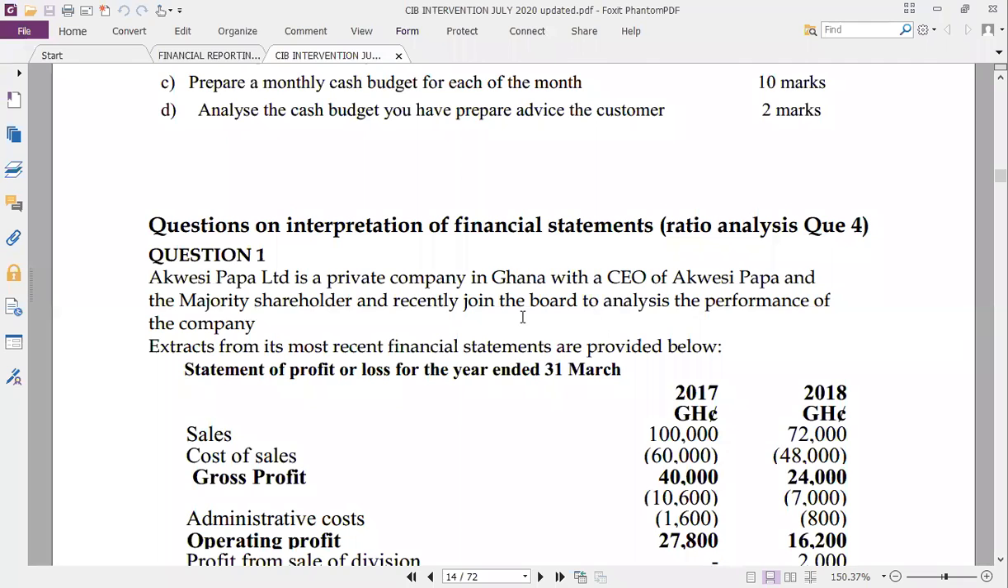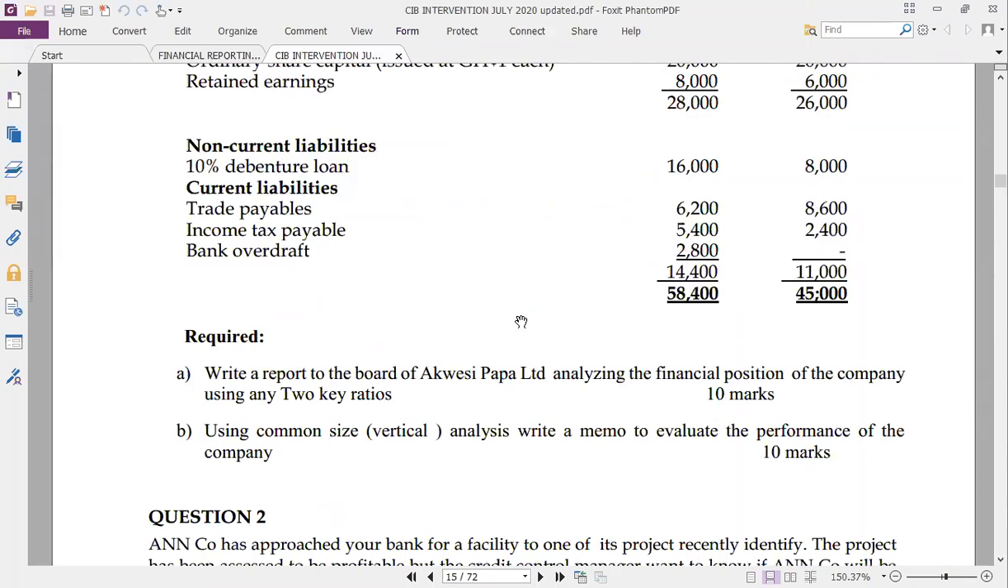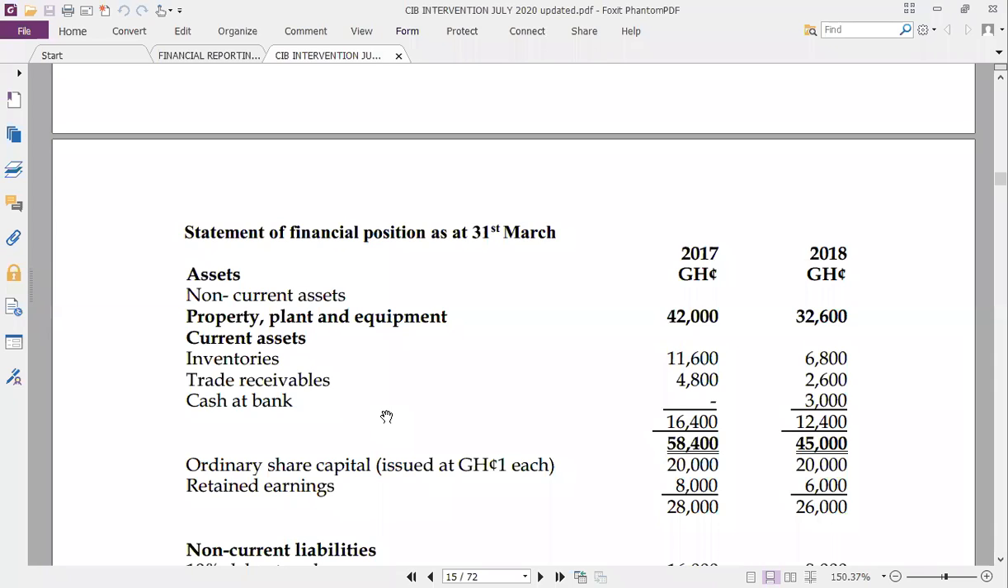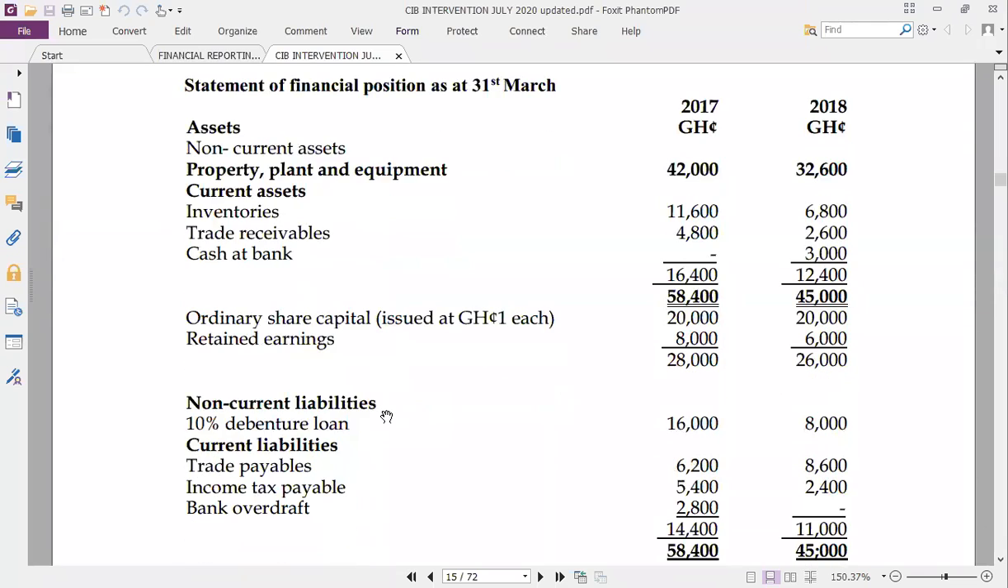So as usual, I'll go straight to the requirement. Write a report to the board of Akwesi Papa Limited analyzing the financial position of the company using any two key ratios. So look at this carefully. We're going to analyze the financial position. When you talk about financial position, the ratios that you have to use are the current ratio, that's the liquidity, and gearing. That's all. It's liquidity and gearing.